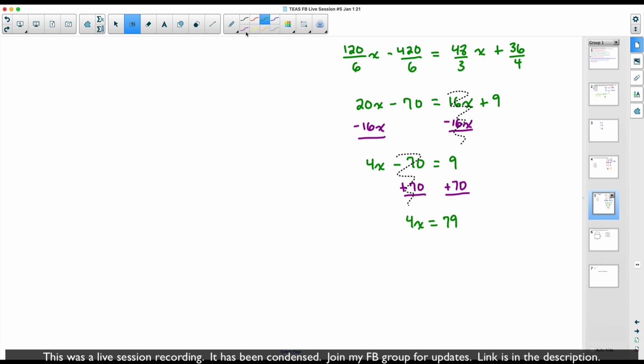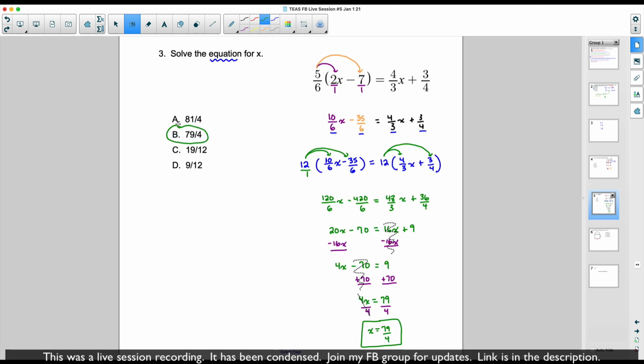And then finally, one more step to get the x by itself. Since that 4 is getting multiplied, the opposite of multiplying is to divide both sides by 4. Because really what happens here, folks, is 4 divided by 4 gives you 1. So we have 1x, or just x, and this is equal to 79 over 4. Again, you're going to probably see an equation that has variables on both sides, so you definitely want to practice that. But the correct answer here is going to be B.